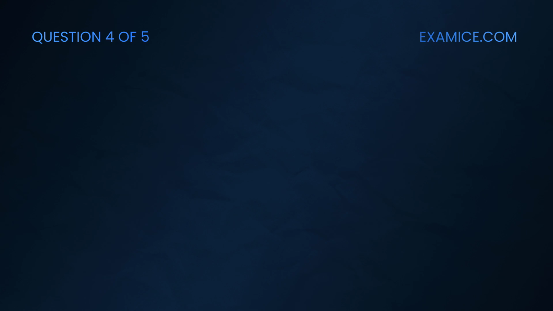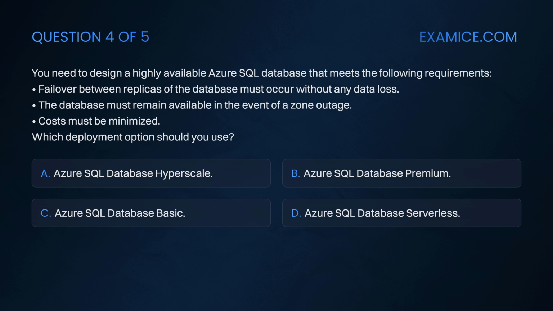Question 4. You need to design a highly available Azure SQL database that meets the following requirements. Failover between replicas of the database must occur without any data loss. The database must remain available in the event of a zone outage. Costs must be minimized. Which deployment option should you use? Option A, Azure SQL Database Hyperscale. Option B, Azure SQL Database Premium. Option C, Azure SQL Database Basic. Option D, Azure SQL Database Serverless.